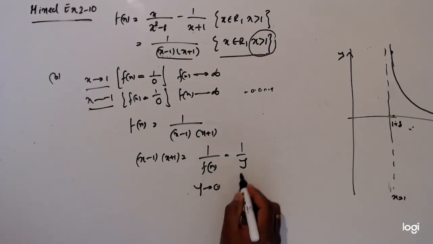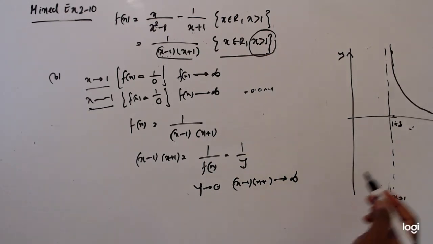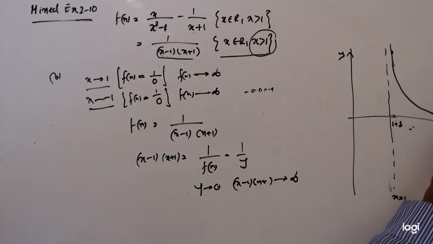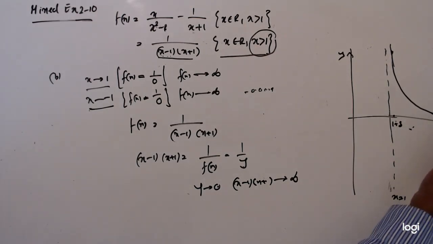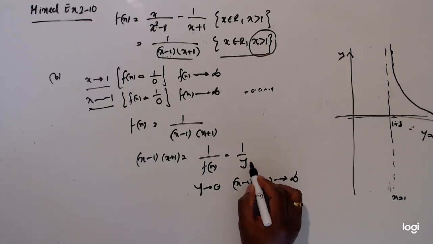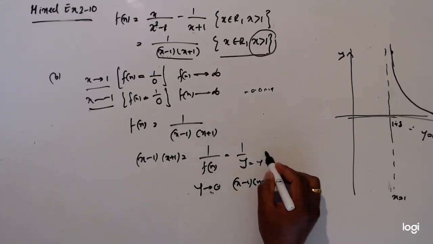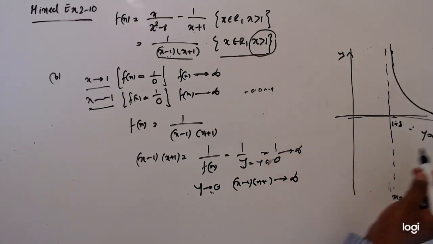When y goes to 0 here, (x - 1)(x + 1) goes to infinity. It means this graph goes to here. So it will approach the negative x-axis, or the y equals 0 line. That's why I put y equals 0 here. 1 over 0 goes to infinity.